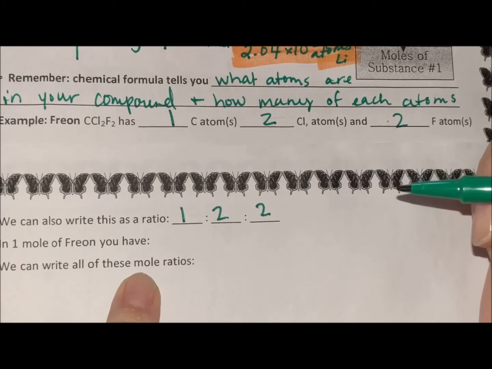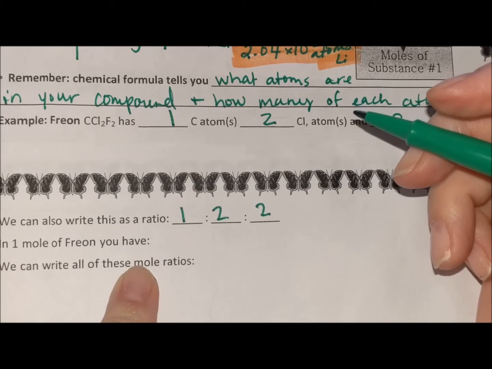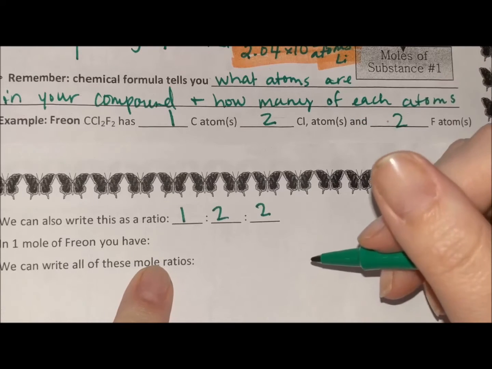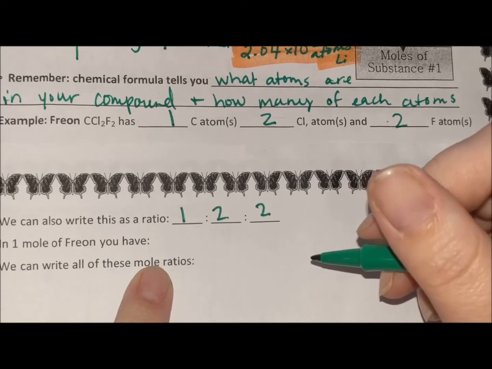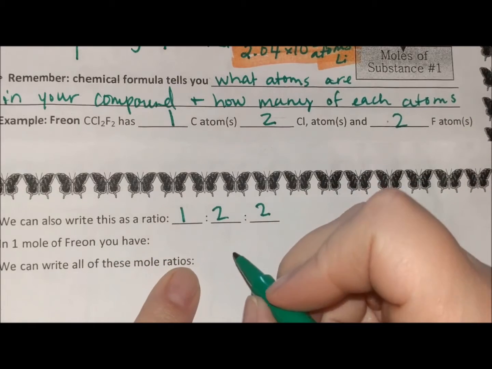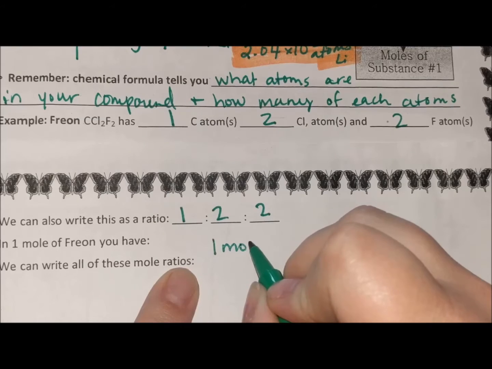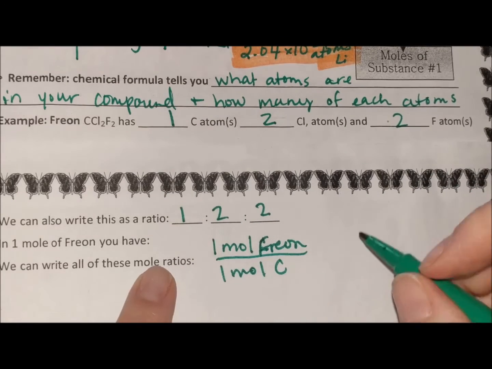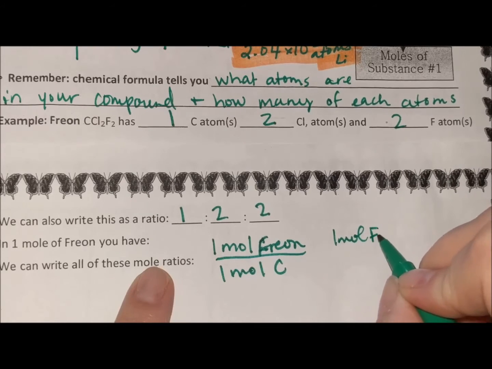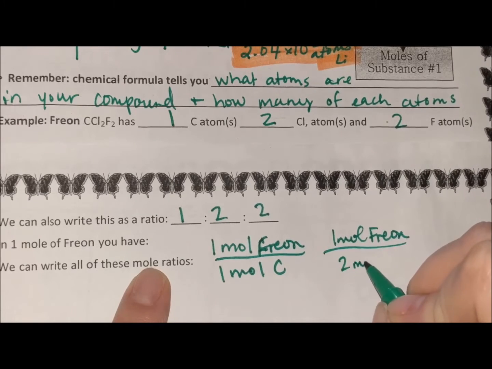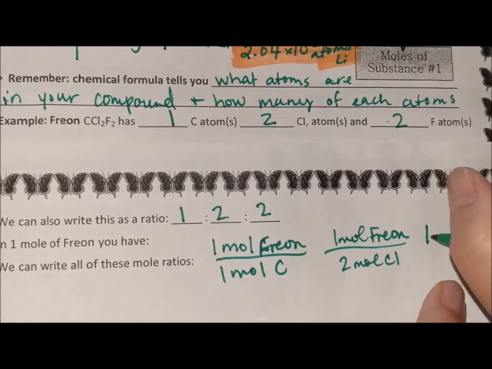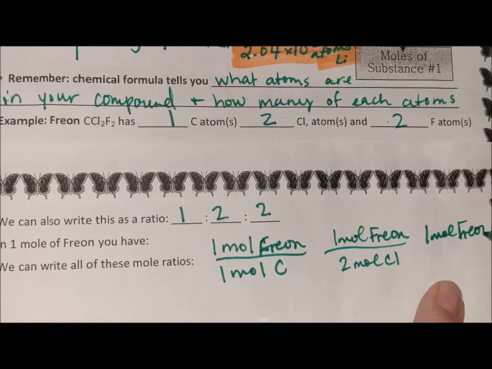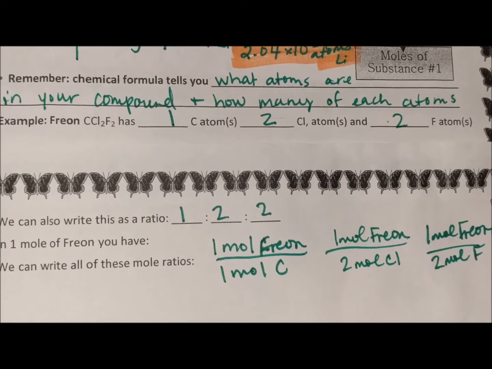In 1 mole of Freon, I can write all of the mole ratios. I can say in 1 mole of Freon, I have 1 mole of carbon. In 1 mole of Freon, I have 2 moles of chlorine. And I can say in 1 mole of Freon, I have 2 moles of fluorine. Okay. Why would that be useful?